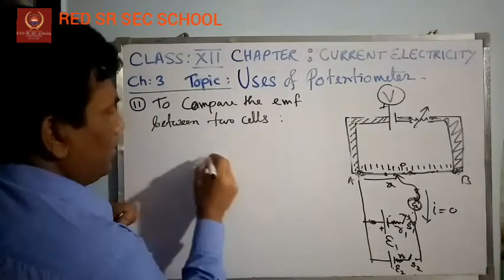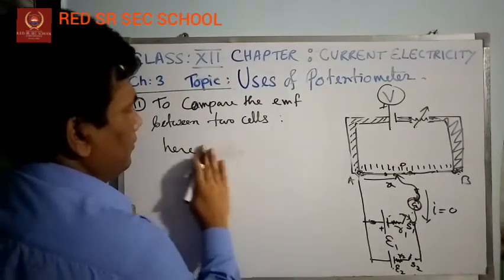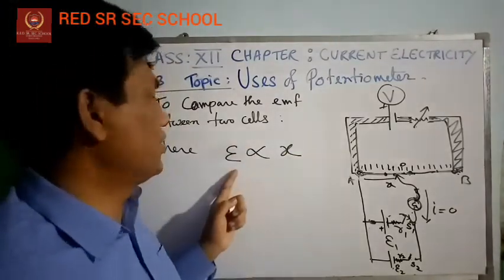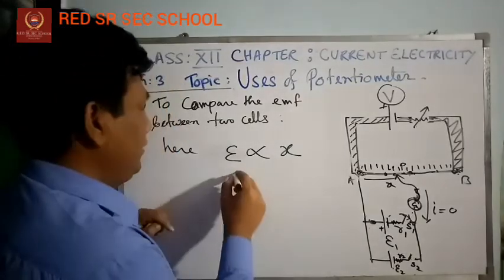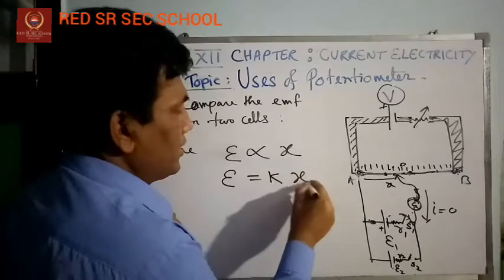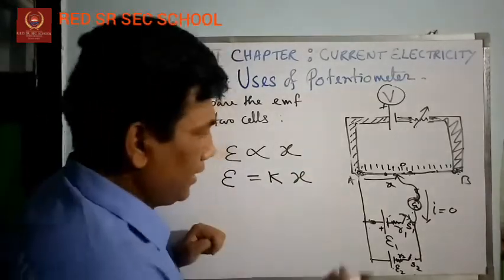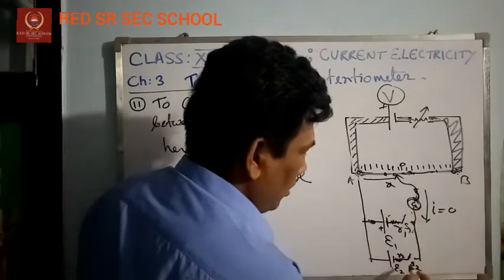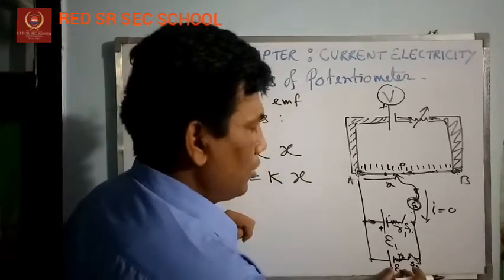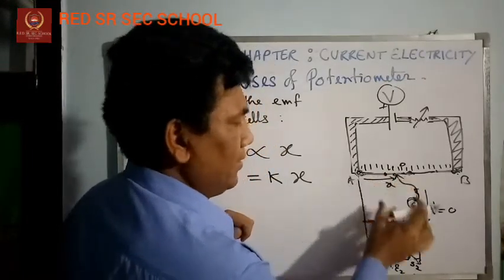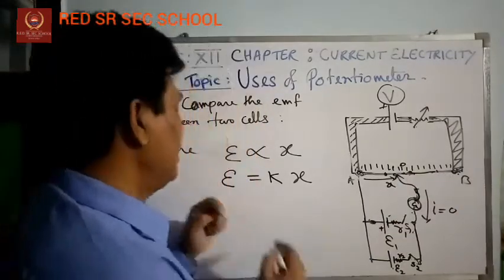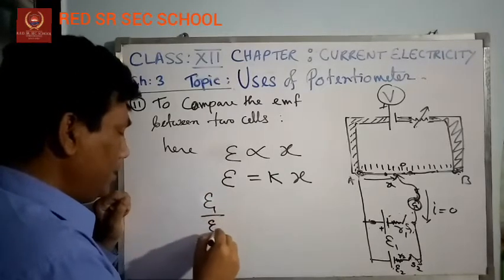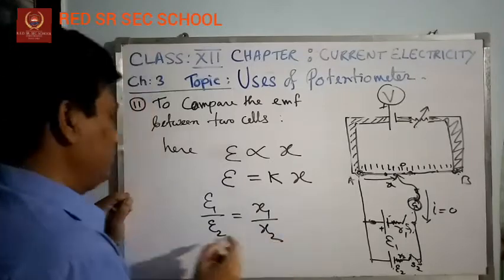More will be the EMF, more will be the balancing length. They are directly proportional. If you equate it, you can find some constant. Are you getting my point? Now you see, if I switch off S1 and switch on S2, then again more will be EMF, more will be the balancing length, less will be EMF, less will be the balancing length. So you can compare from this expression. You can find E1 upon E2 equal to X1 upon X2.